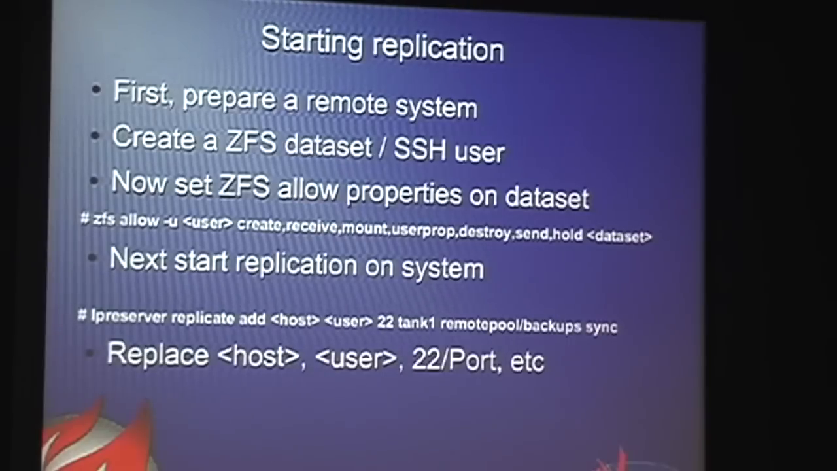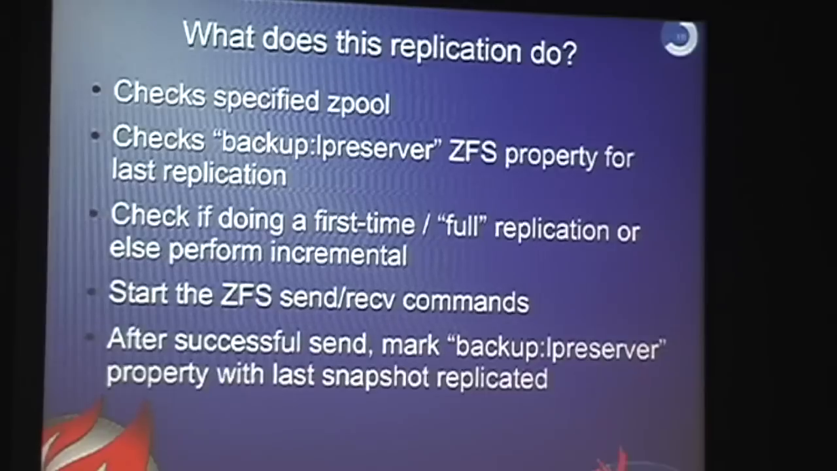So we're just going to say replicate, let's add my host, my username, port number, which data set or pool we're replicating, and then the target, which will be the remote pool / whatever the new data set is, and then the mode. In this case, I chose sync, which is do the replication and keep it in sync with the snapshots that are taking place on my box. And of course, you'll just replace those host, user, port numbers with whatever your system is running.